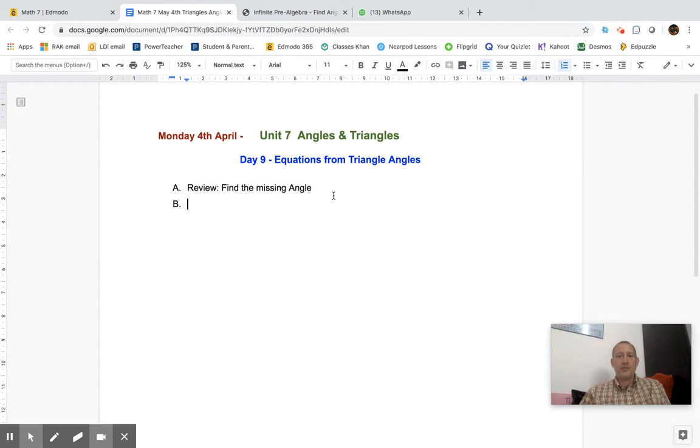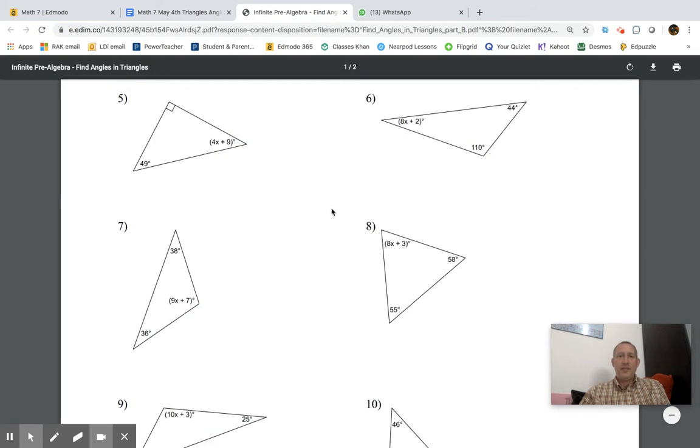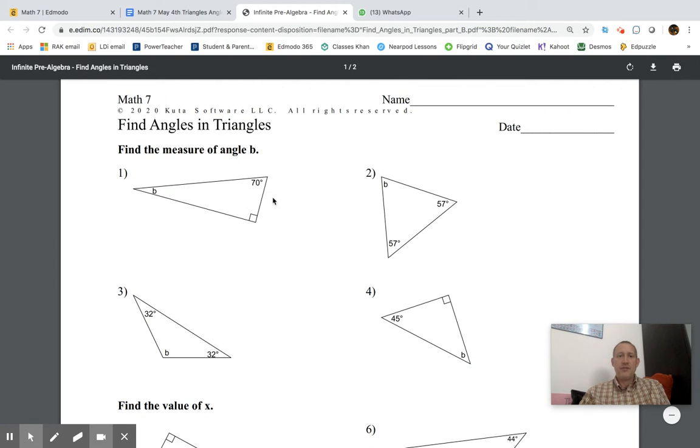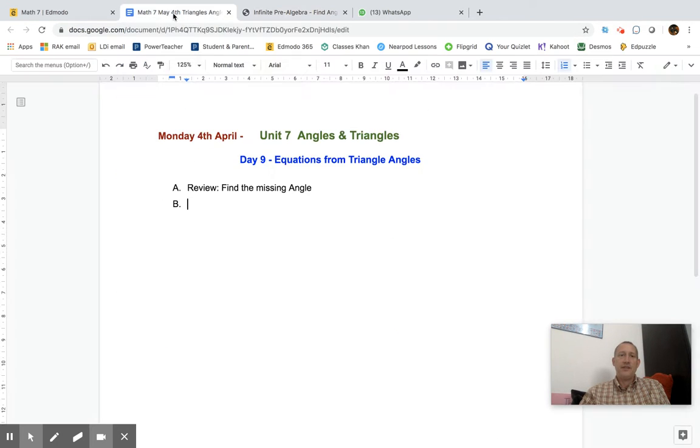All right, so first thing we're going to talk about is we're just going to quickly review finding the missing angles. So I'm going to give you a couple problems. I'll actually work one or two of them through with you. I know that that's 70. I know that that's 90. How do I find that angle right there? Can I know what that angle is if one side is 70 and the other is 90? And of course we can, because these three angles added together equals 180, right?